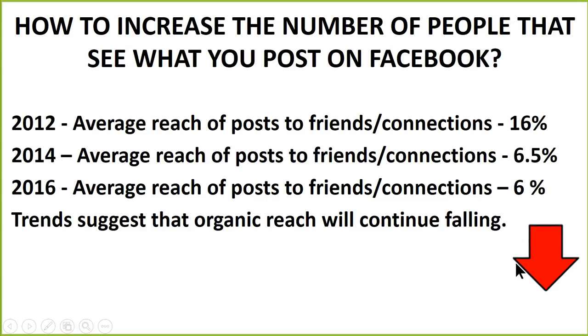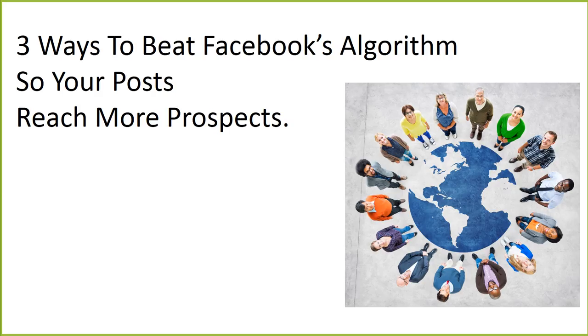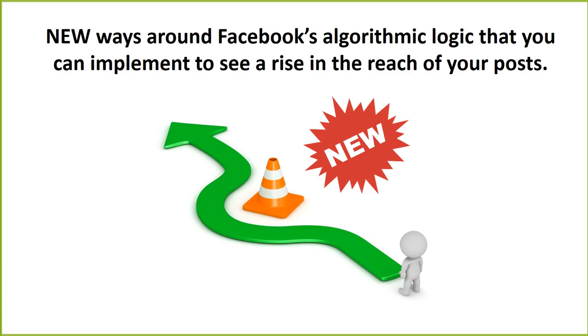Right now, the average reach of your post to friends is less than 6%. And that's because Facebook has an algorithm, and there are ways to increase that number by beating the algorithm. There are 3 ways to beat it so that 85% of the people you're connected to see it, not 6. We're going to be covering that in the upcoming boot camp, and it will be spelled out in our new training program. There are new ways around it.